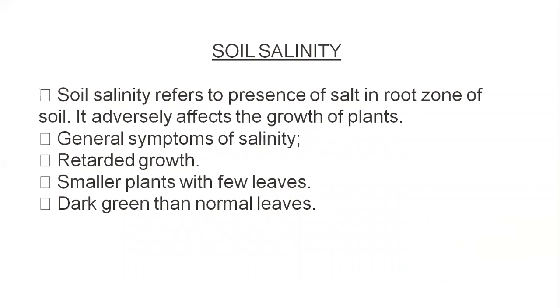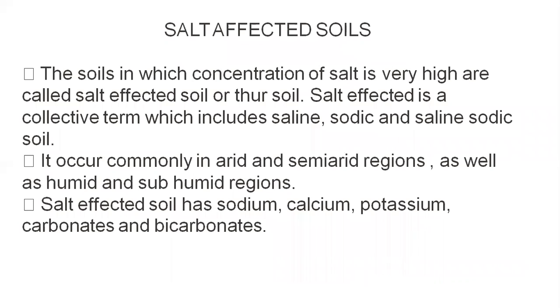Then coming to soil salinity, that refers to the presence of salt in the root zone of the soil. It adversely affects the growth of plants. General symptoms of soil salinity are retarded growth, reduced growth. Smaller plants with fewer leaves, and darker green than normal leaves, would be examples of soil salinity.